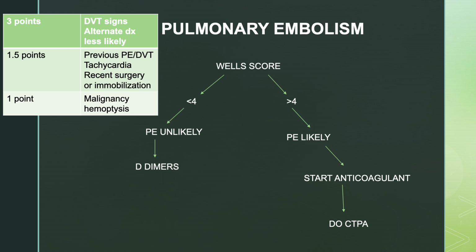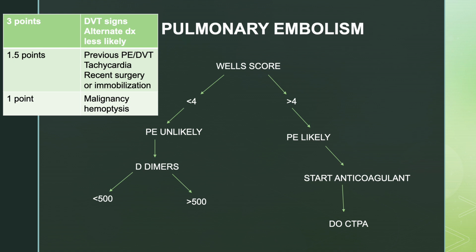Now, you did a D-dimer test, and let's say the value that you got is less than 500 nanogram per milliliter. If you get that, it rules out pulmonary embolism. So you move on and find some other cause. If it is greater than 500 nanogram per milliliter, then that is probably PE.